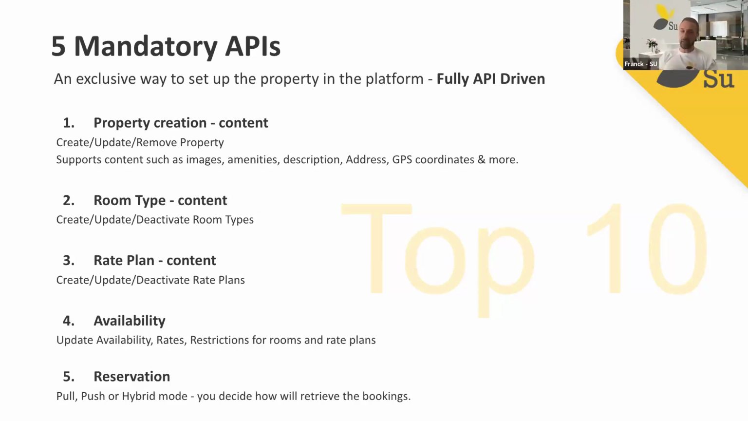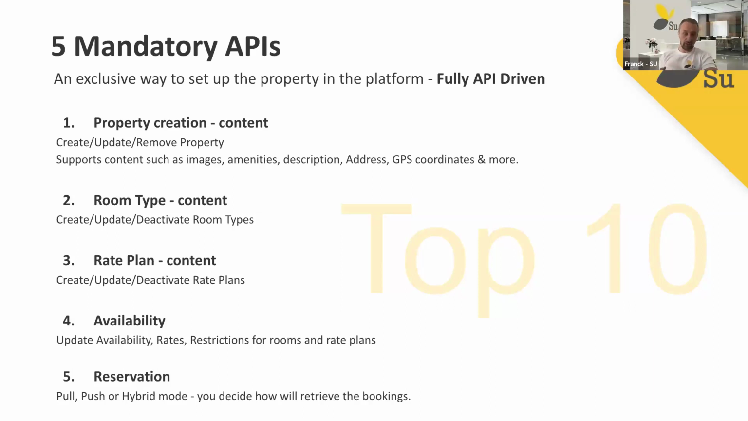So the platform is fully API driven. And basically, we have APIs to create the property, but not only create, but update, remove the property as needed. And in that API itself, you have some mandatory data, obviously the property ID, name, a couple more things, but then you have a lot of additional optional data.